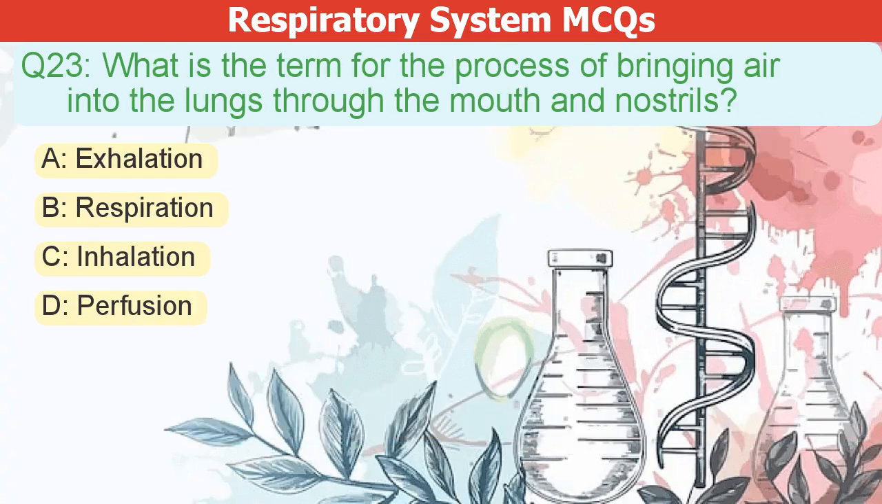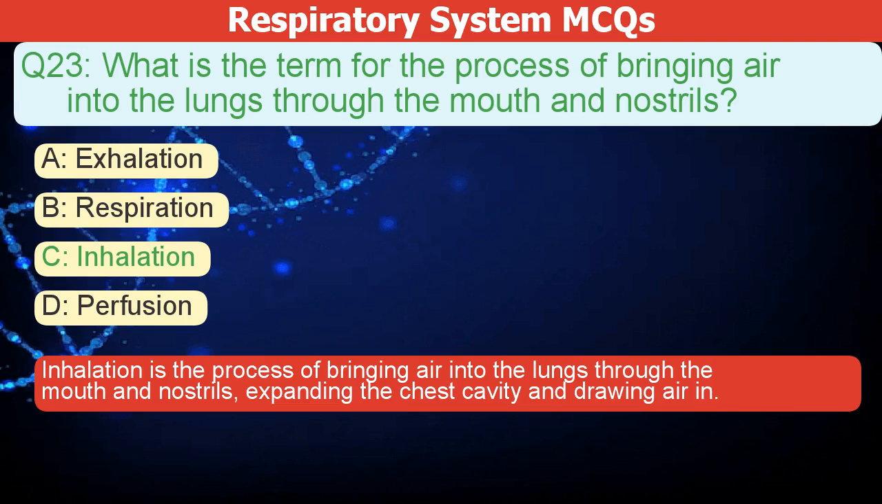What is the term for the process of bringing air into the lungs through the mouth and nostrils? A. Exhalation. B. Respiration. C. Inhalation. D. Perfusion. The correct answer is C. Inhalation is the process of bringing air into the lungs through the mouth and nostrils, expanding the chest cavity and drawing air in.